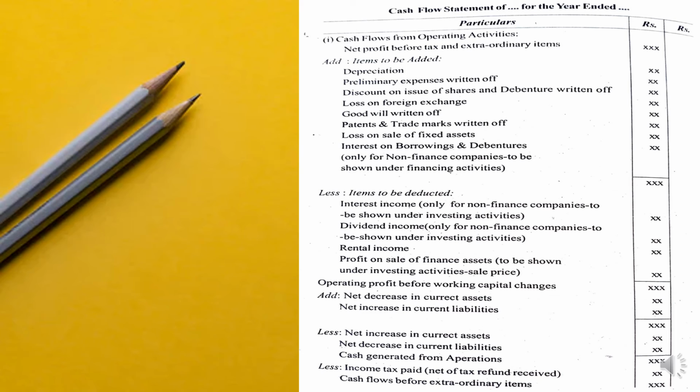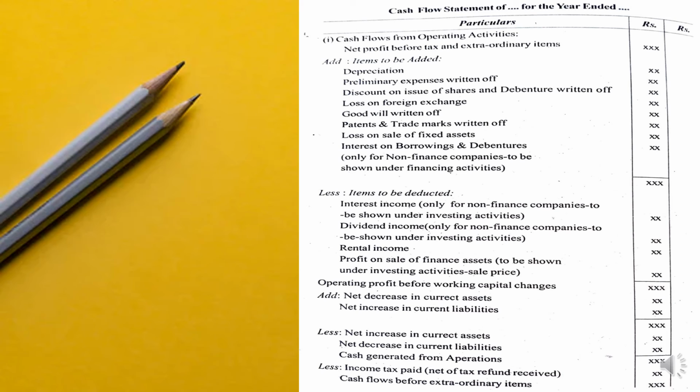AS3 revised requires that the cash flow statement should be presented in a manner that highlights all the major categories of cash flow. AS3 revised has classified cash flow into three categories. They are as follows. As you see on the screen, we have cash flow from operating activities. Under that we have net profit before tax and extraordinary items.